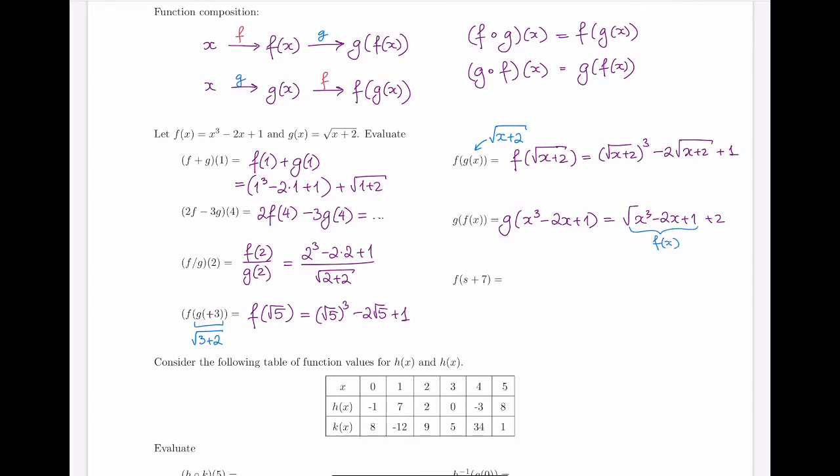Okay, so very clearly now in this example, this expression is not the same as this expression. So obviously the order of function composition application matters. So be very careful about that.